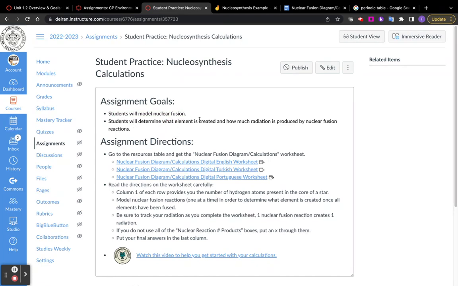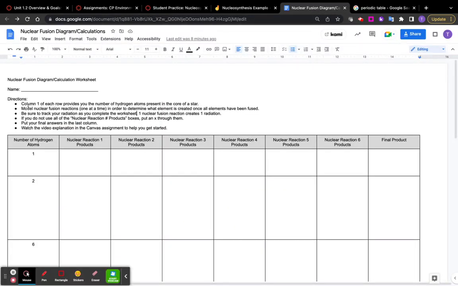You're going to determine what element is created and how much radiation is produced by nuclear fusion reactions. It's very important. Not only are you going to find out what element was created, but how much radiation is produced in that process. So your worksheet looks like this. First thing you're going to do, this first column tells you the number of hydrogen atoms that are in the core of the star. That's how many ingredients, how many atoms, you get to work with.